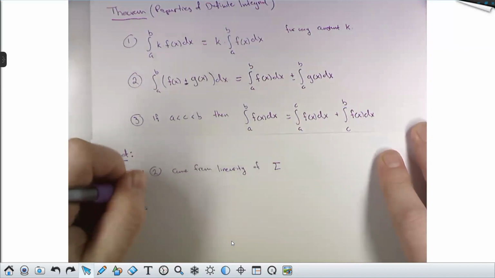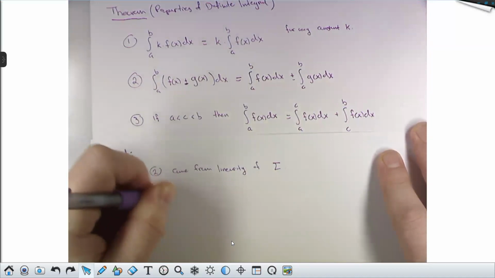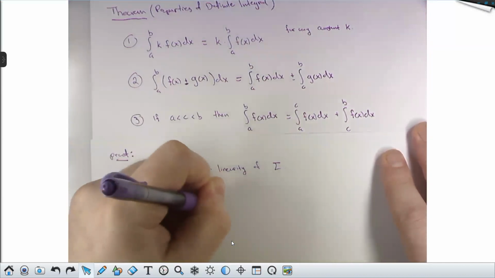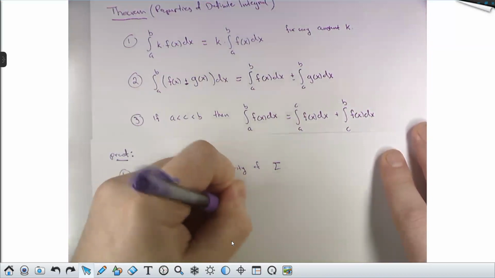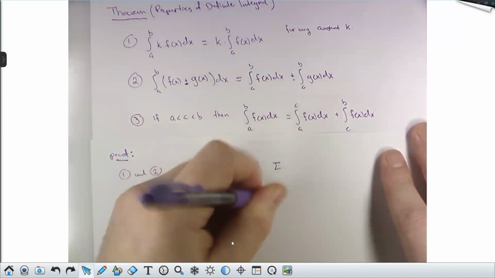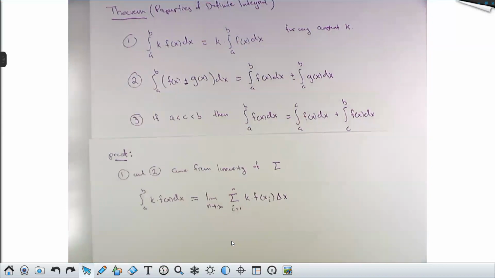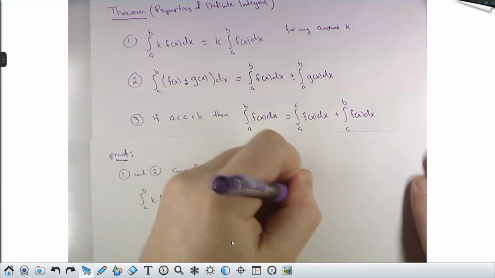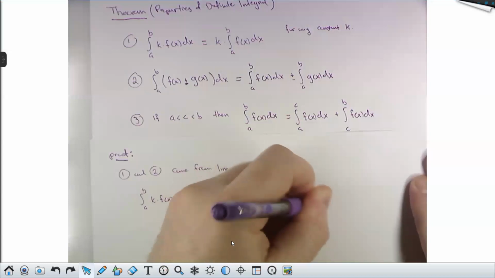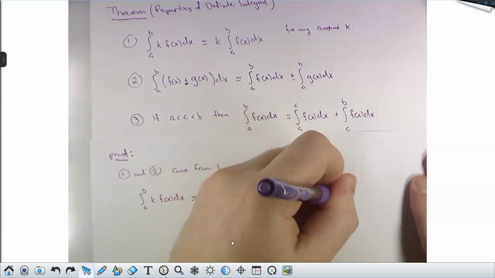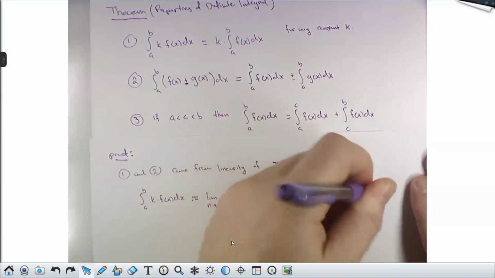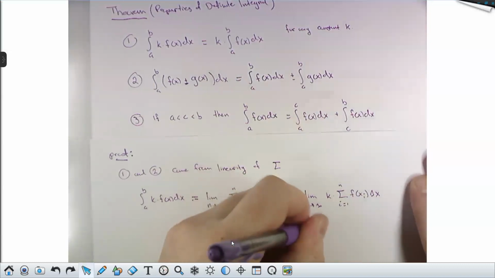The integral a to b of k times f of x dx is by definition equal to the limit as n goes to infinity, sigma i from 1 to n, k times f of xi times delta x. And that k is a constant. It doesn't have any i's in it, so it can come out of the sum. And since it doesn't have any n's in it, it can come out of the limit.